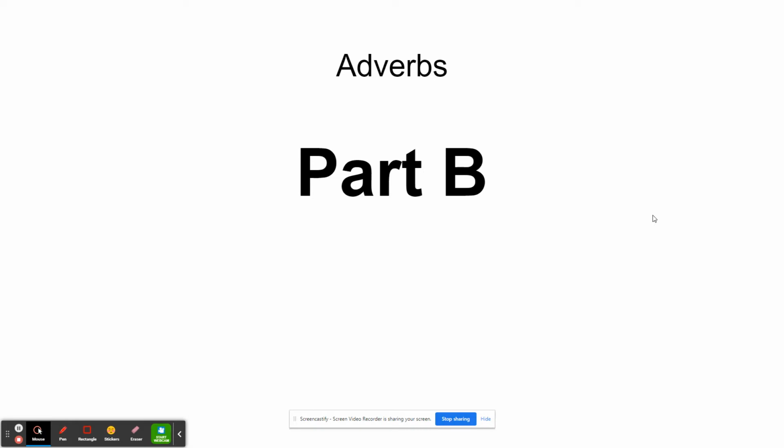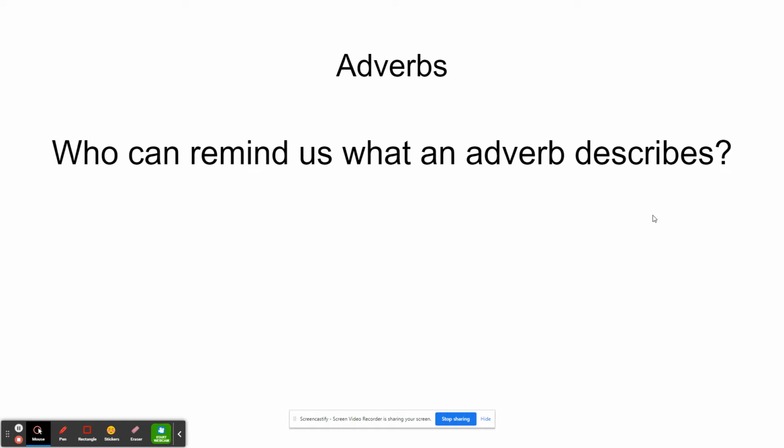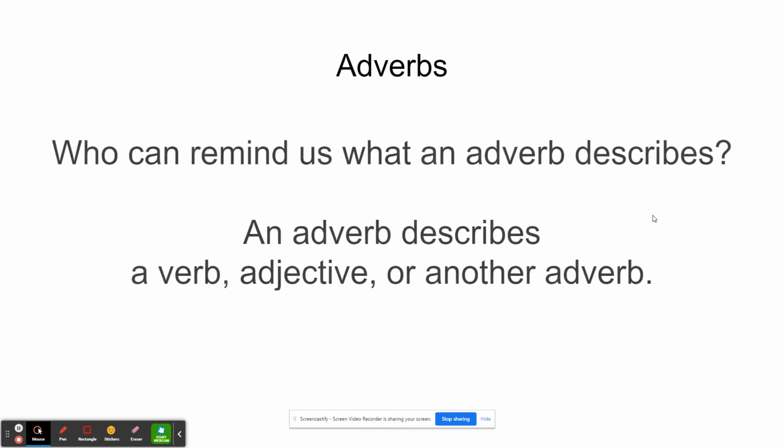You might be thinking, part B? What was part A? Well, let me catch you up, and then we'll look at part B. It all begins with a little reminder of what an adverb describes. If you need to, think for a moment of that adverb chant. It names what an adverb can describe. Did you remember? An adverb describes a verb, adjective, or another adverb.